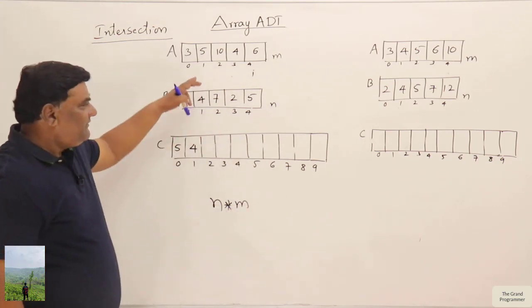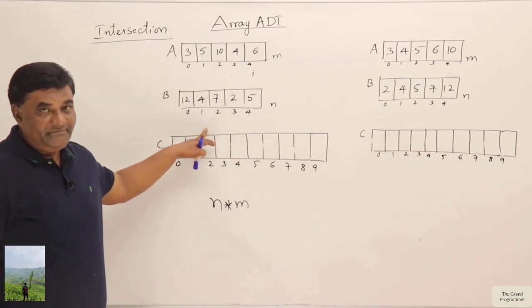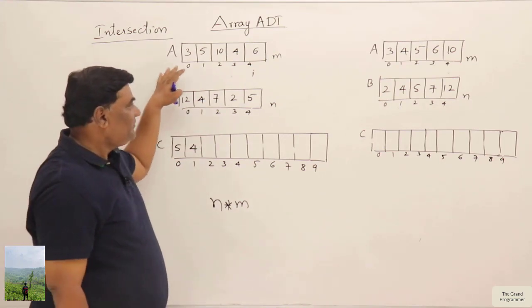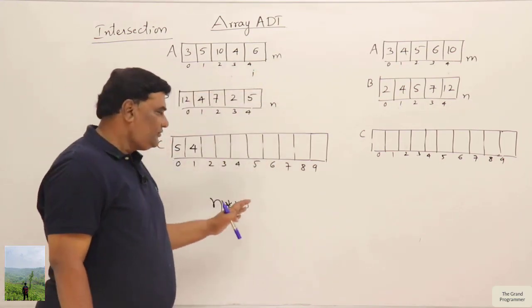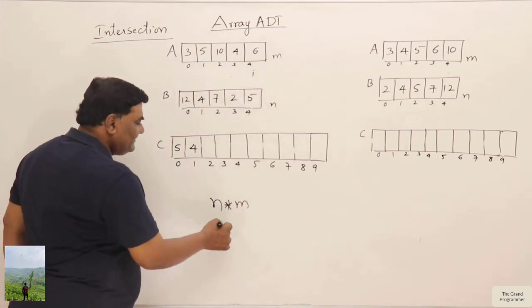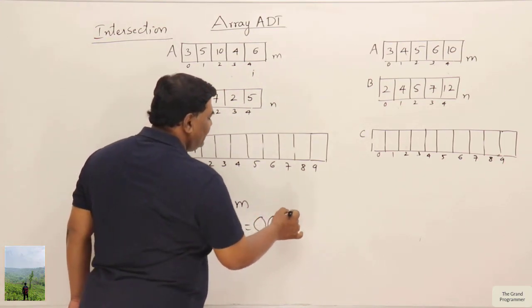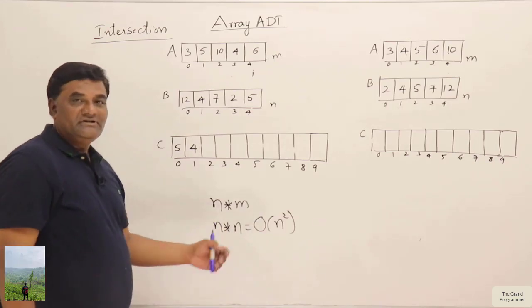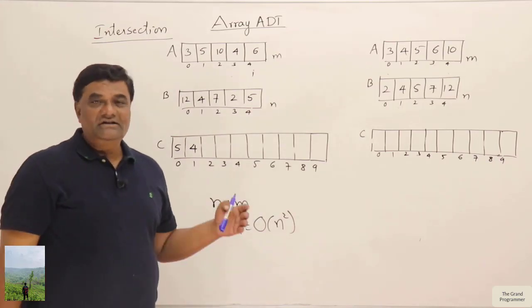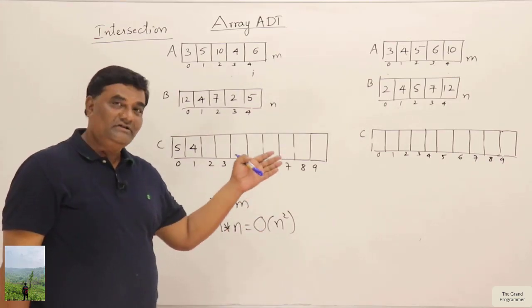So every element I have to search here in n elements, and I have to search all m elements. So m into n. So if we write it in a single variable, then it is n into n, and it is order of n square. So this is also time consuming. Now let us see how to perform intersection if they are already sorted.